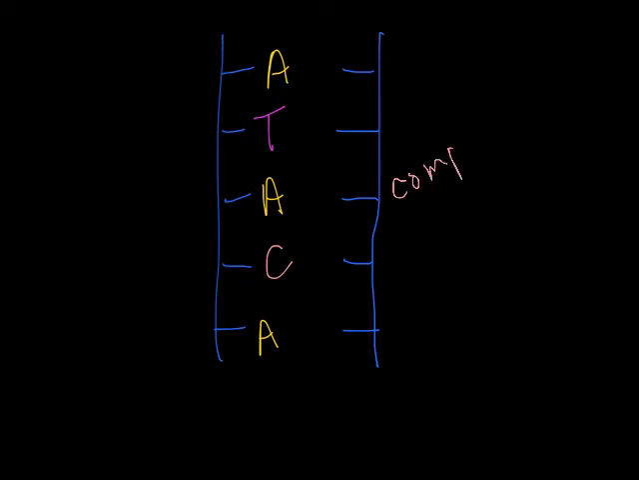Why is it called the complement strand? Because it complements the first, or original, strand. So if we're looking at this, we know that adenine pairs up with thymine. Thymine pairs up with adenine. Adenine pairs up with thymine. Cytosine pairs up with guanine. And then adenine pairs up with thymine. So the complement strand for that one would be TATGT.